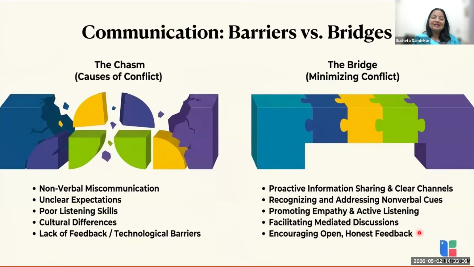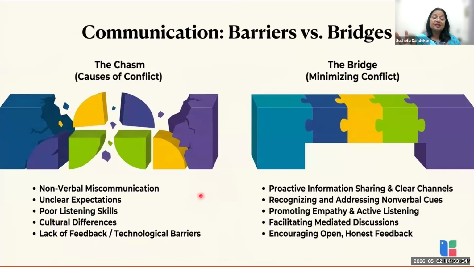So, communication is very important. We need to have a bridge where you will minimize the conflict, have proactive information sharing channels, recognize non-verbal cues also. When you're sitting in a meeting and you put up a particular stand and you're seeing on the faces a lot of discontent, take cognizance of it and go ahead and ask, what is it that is troubling you? Promoting empathy and active listening is so important. And of course, facilitating mediated discussions and encouraging open, honest feedback will always help to prevent conflicts.